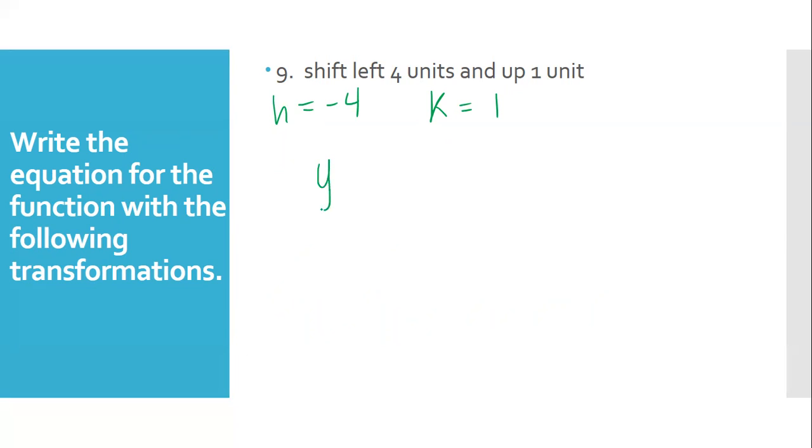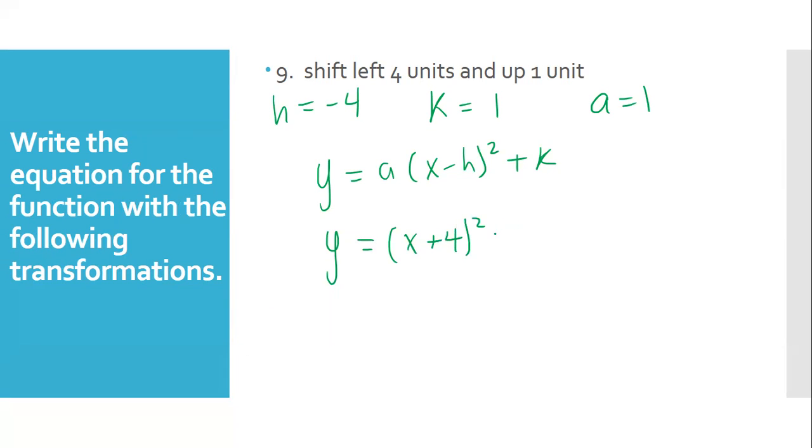So my equation, remember, write it in y equals a(x minus h) squared plus k format. And if there is no a, then a automatically is 1, right? Casper the friendly 1. So we have y equals, a is 1, (x plus 4) squared. A negative times a negative is a positive. And then plus 1. How do we feel? Going backwards. Ready to try another one?